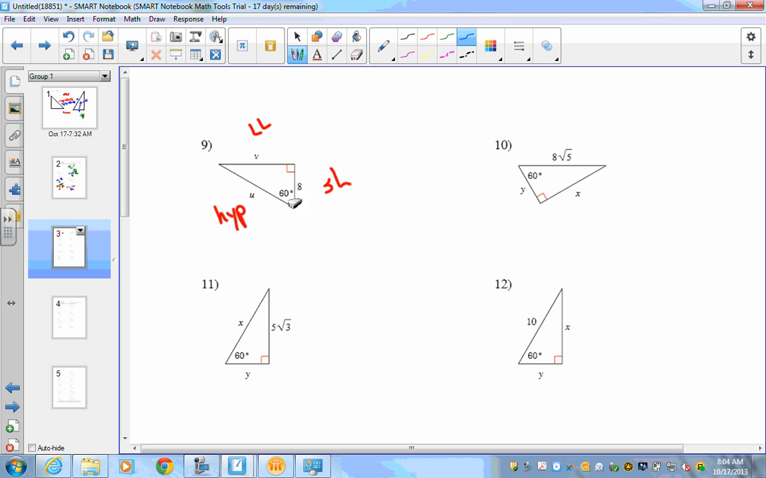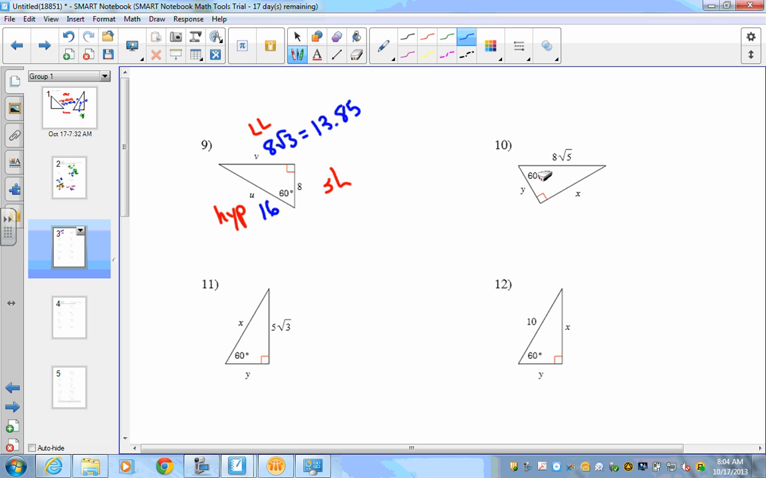So, short leg to long leg would be 8 radical 3, which converts to 13.85 again. And then the short leg to the hypotenuse, I'm going to double it to get 16.